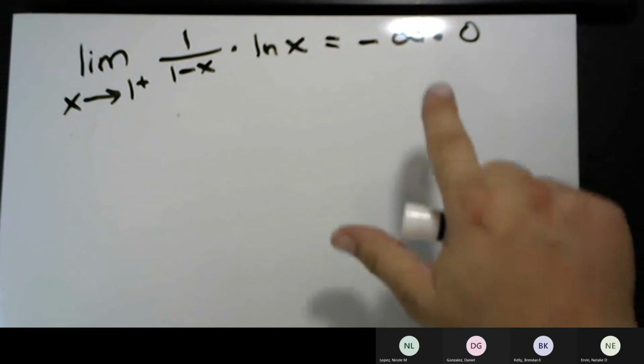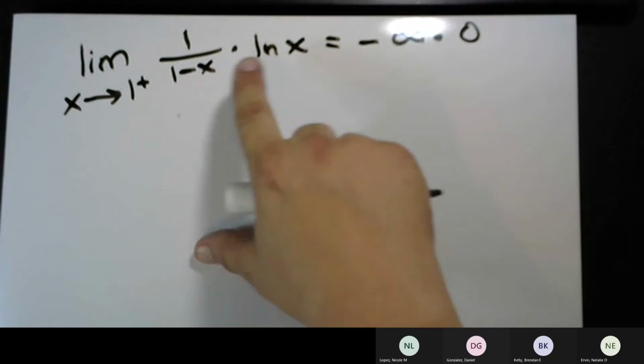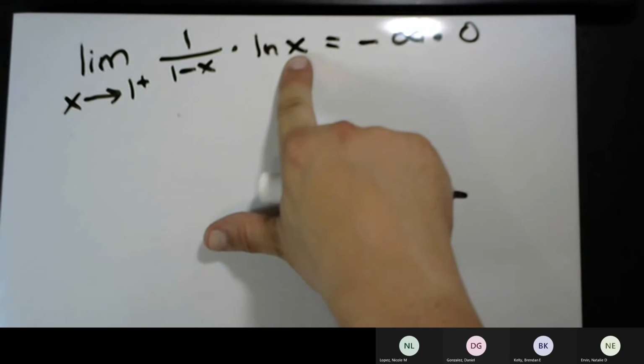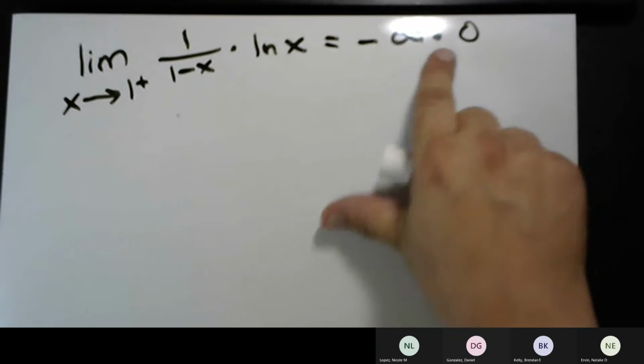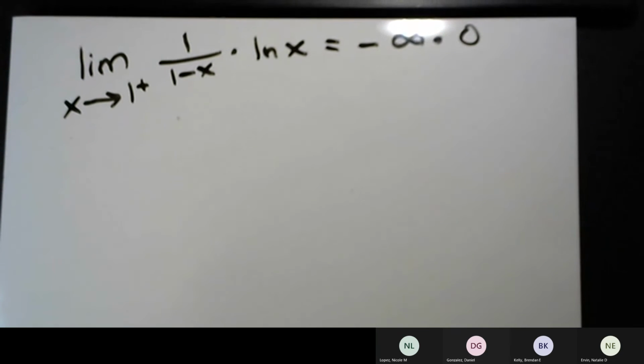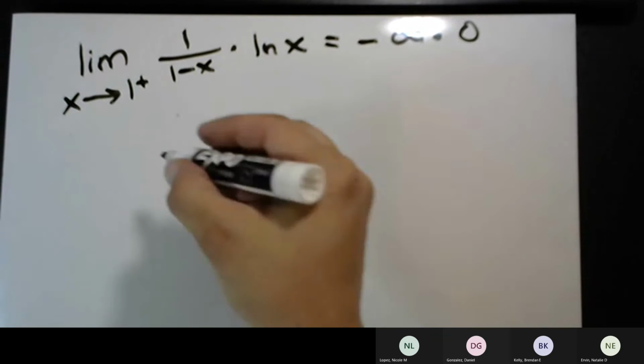That's the issue. So we get infinity times 0. I keep thinking this was infinity. We're sending this to negative infinity. It's negative infinity times 0. Okay. Whew. Getting a little worried there.